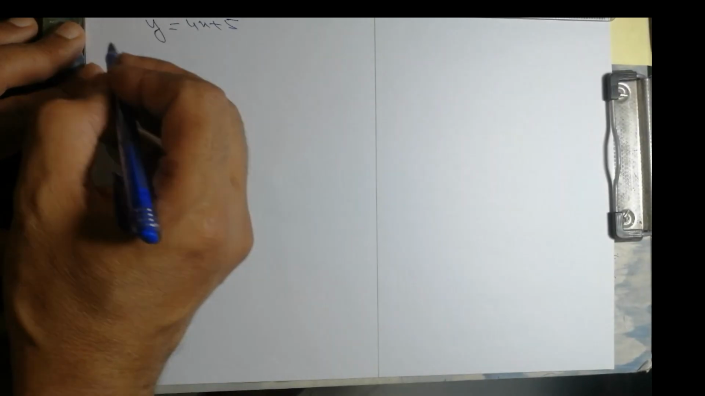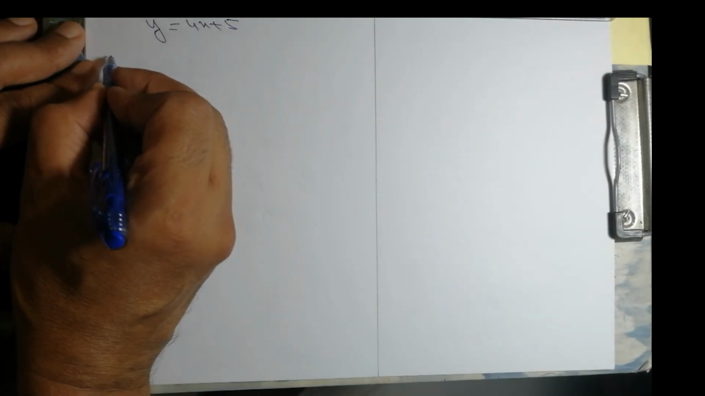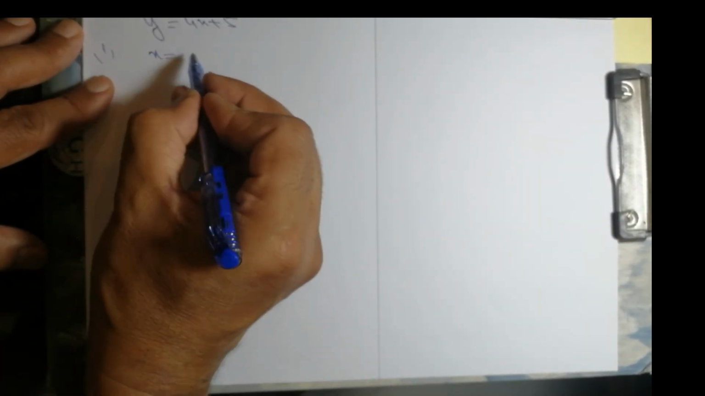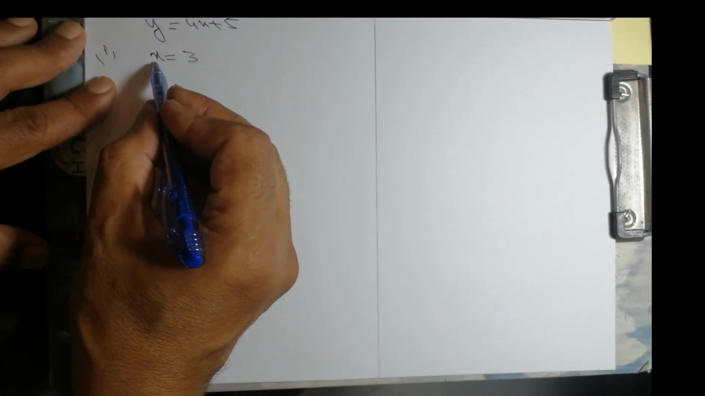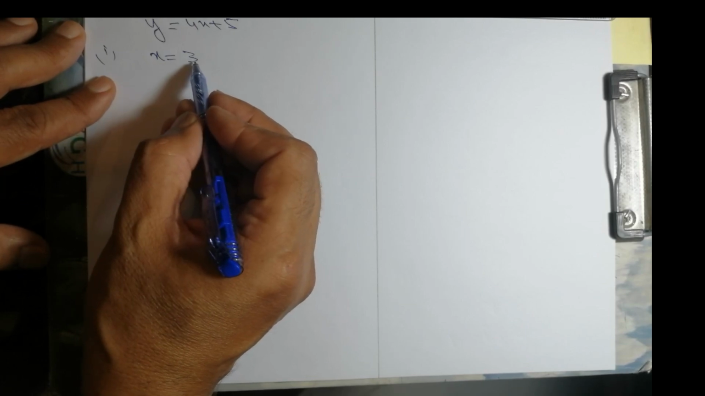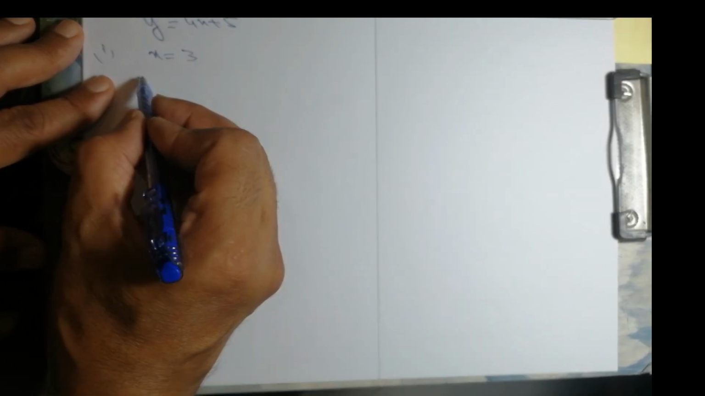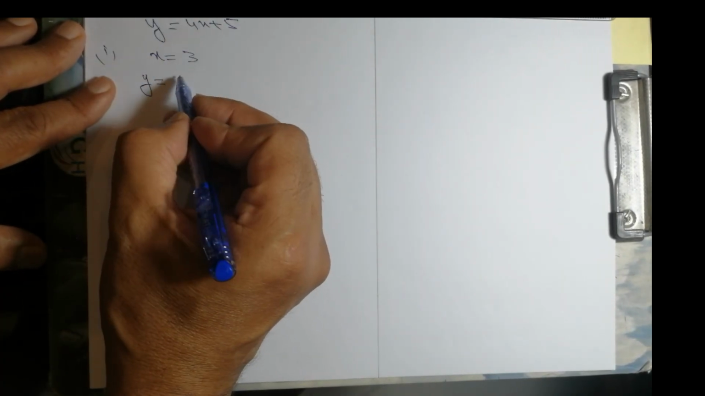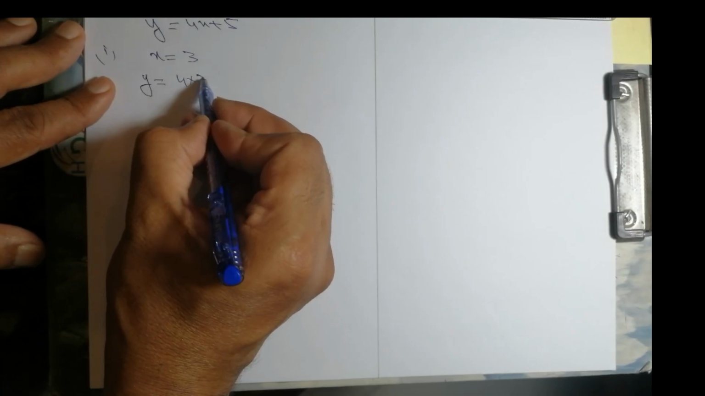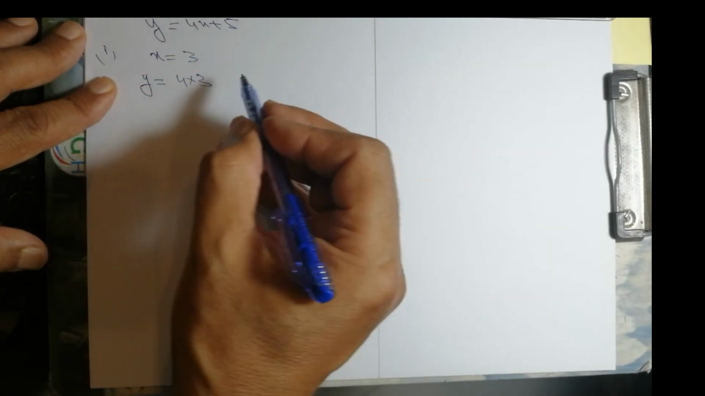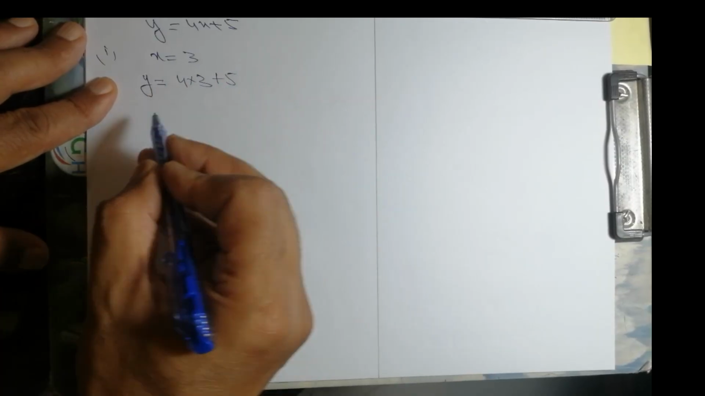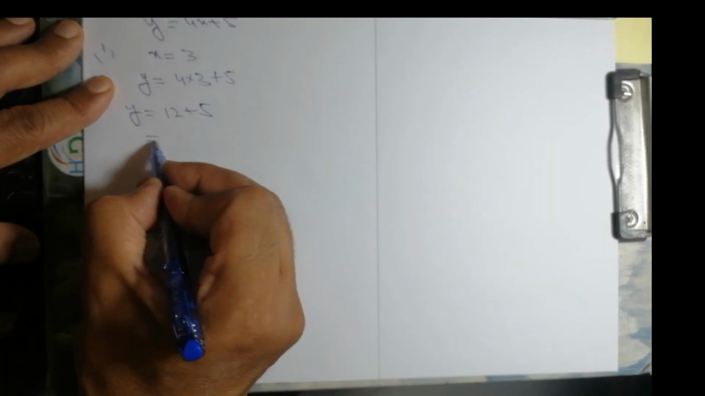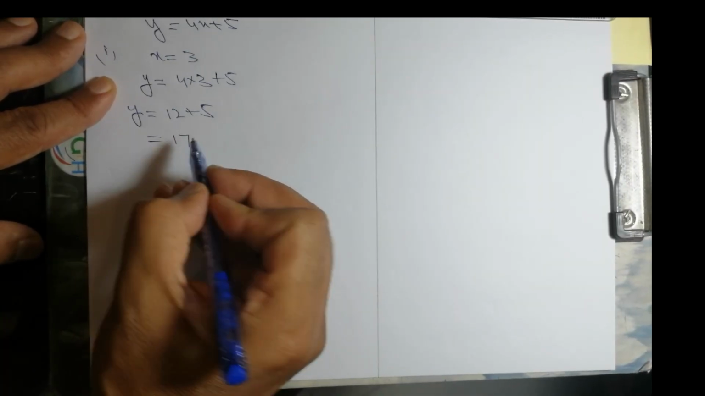One function is given, so we need to find the value of y at x equal to 3. For every specific value of x there is one value of y. So y is equal to 4 into 3, putting the value of x. This 4x means 4 multiplied by 3, plus 5. So y is equal to 12 plus 5, that is y equal to 17.